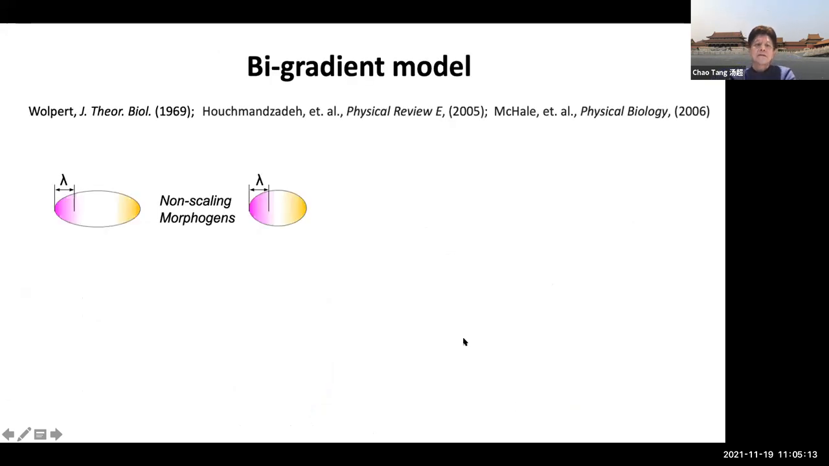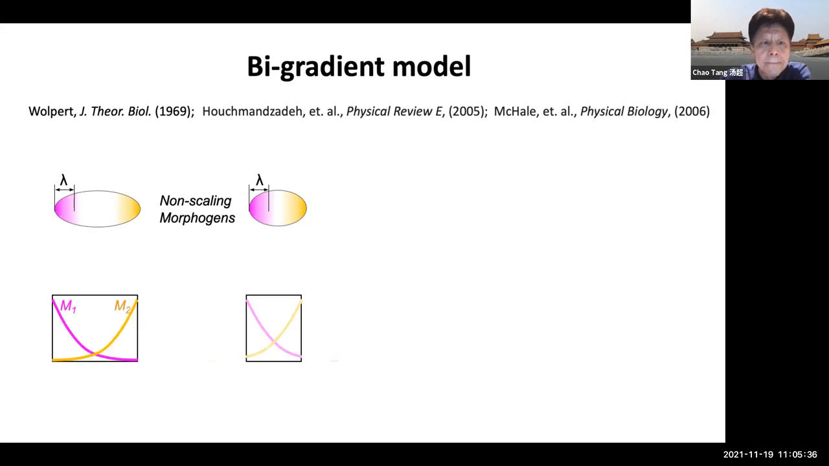And how is this achieved? People speculated this must be done by more than one morphogen, right? If it's a single morphogen, there's a typical length scale, there's no scaling. But how about two morphogens? Indeed, several groups explored the possibility of using two morphogens to achieve scaling.